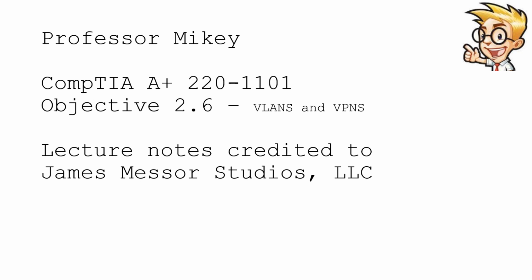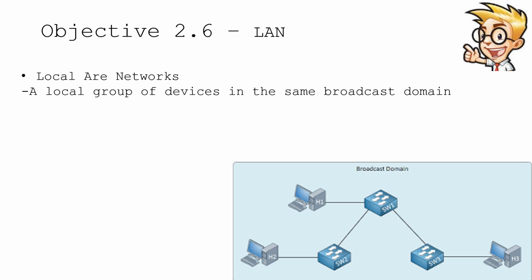Welcome to the CompTIA 220-1101 or Core 1 exam, Objective 2.6, VLANs and VPNs. A LAN is a local area network. We commonly define this as a group of devices that are in the same broadcast domain.